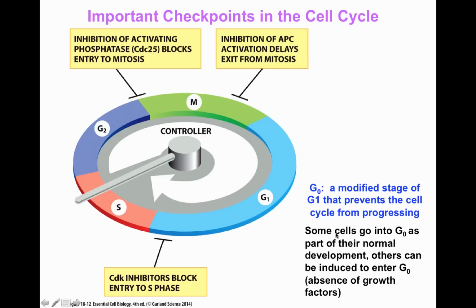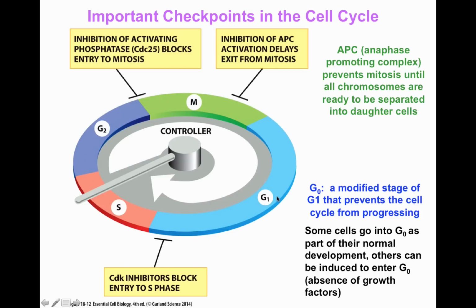So some cells are going to be able to go into the G0 state as part of normal development, and therefore not divide anymore. Other ones are going to be induced to enter the G0 state if the growth factors that they require are missing. But that is an alternative stage in which the cell can go instead of progressing through the cell cycle. So the G0 state is a quiescent, non-dividing cell state.